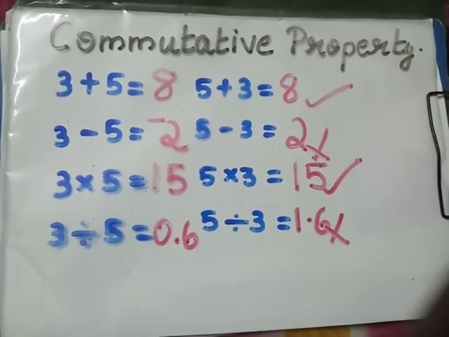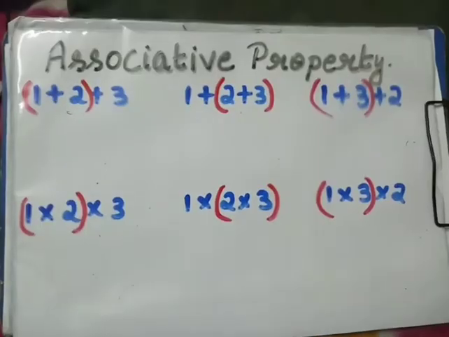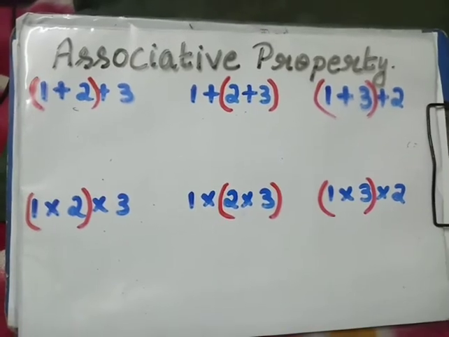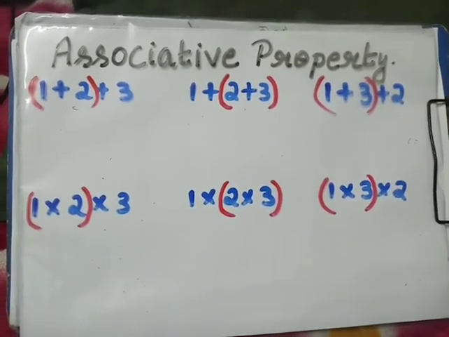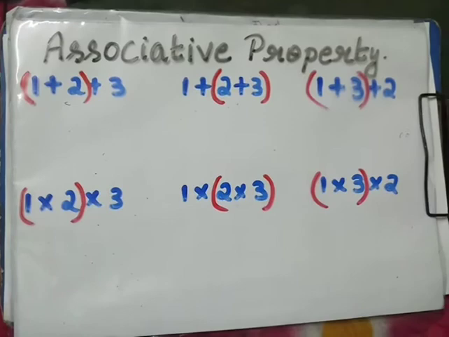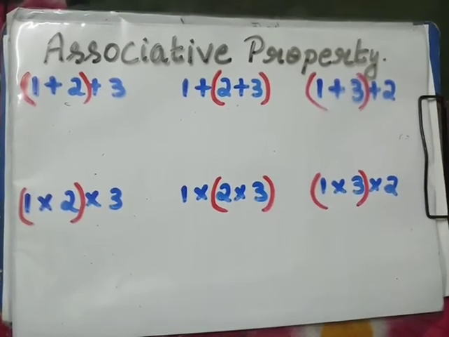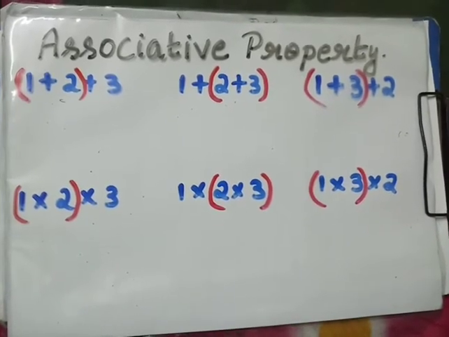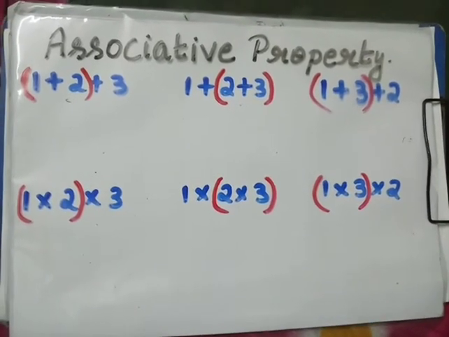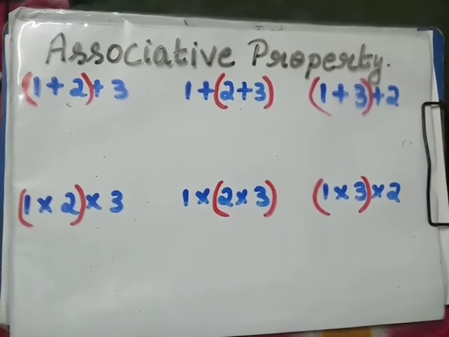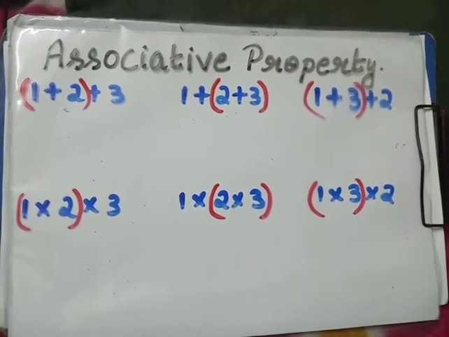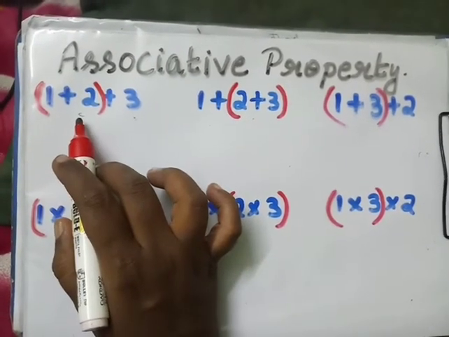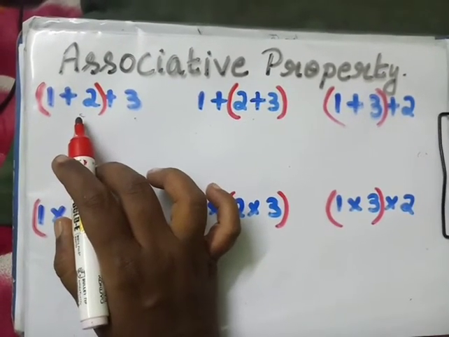So let's move on to the third property. Third property is associative property. Now what do you mean by associative? Associative means we are making groups. So here you can see I have written some questions with brackets. According to the BODMAS rule, first we need to solve inside the bracket and then only we need to solve outside the bracket. The first question I have written here is 1 plus 2 plus 3 and I have put 1 plus 2 inside the bracket. So I need to solve that first.